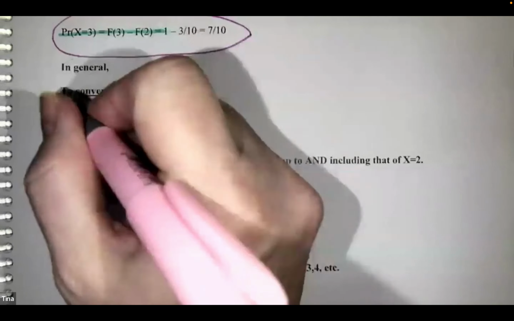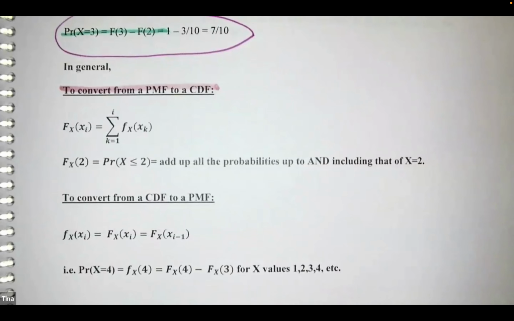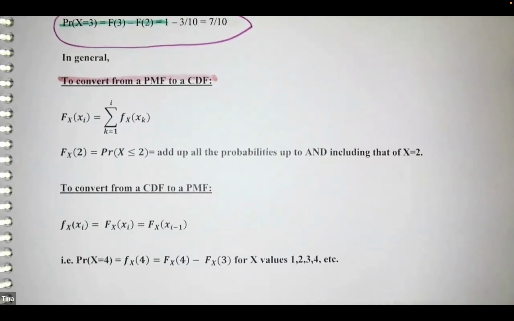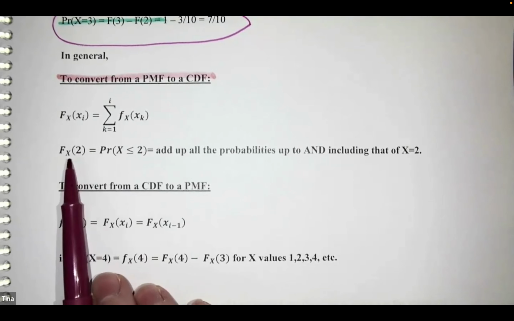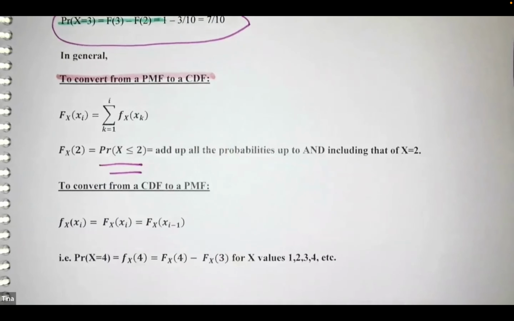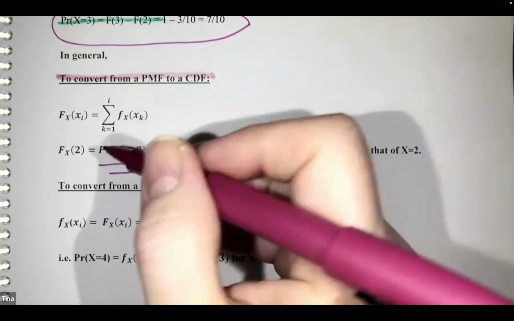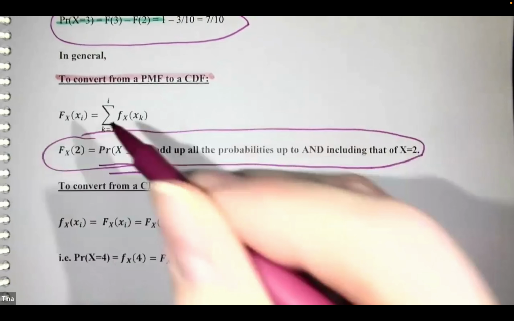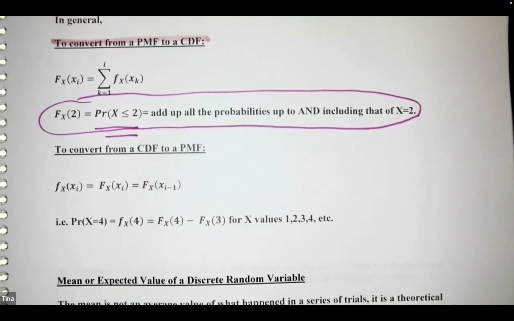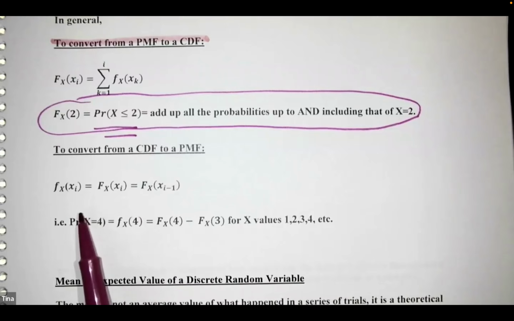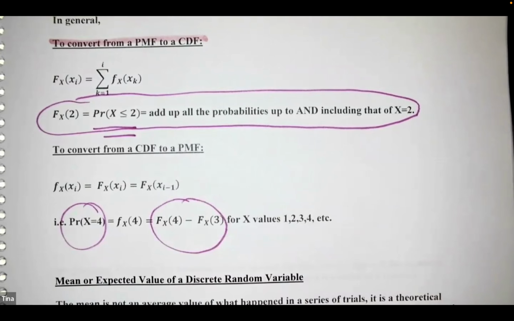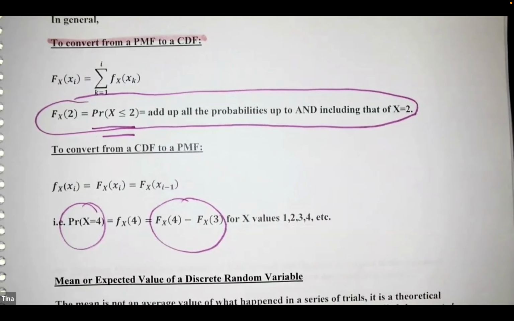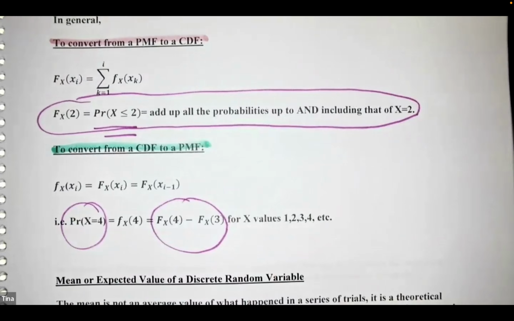Now, how do we convert from a PMF to a CDF? If we want F_X of 2, that means, by definition, the probability of everything up to and including 2. That's what we have to add up to get the cumulative up to 2. If we have a cumulative, then we can get a probability by doing, for example, the probability x is 4 would be F of 4 minus F of 3. And that will work for all of them. That's how we can work from parts of the chart to other parts.